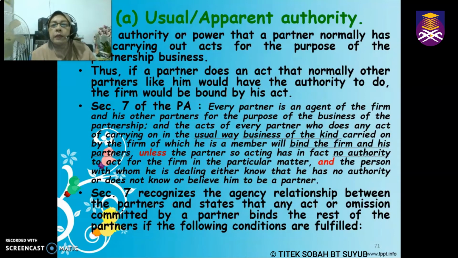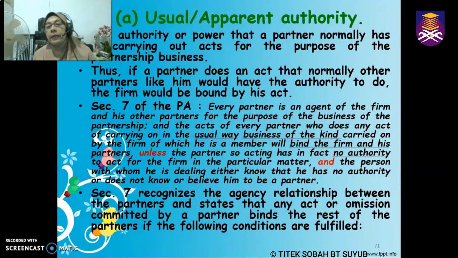These are the authority or powers that a partner normally has when they want to carry out an act for the purpose of the partnership business. In this situation, where a partner does this act, normally the other partners doing the same kind of business as him will have the said authority. So let's say this is a legal firm. Lawyers normally have the authority to go to court, to sign documents, to entertain clients. This is the usual or apparent authority which we can see that the partners of a legal firm possess.